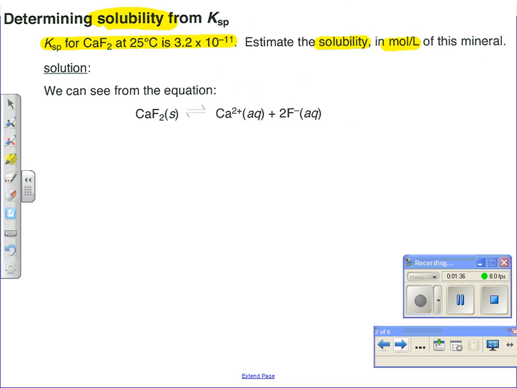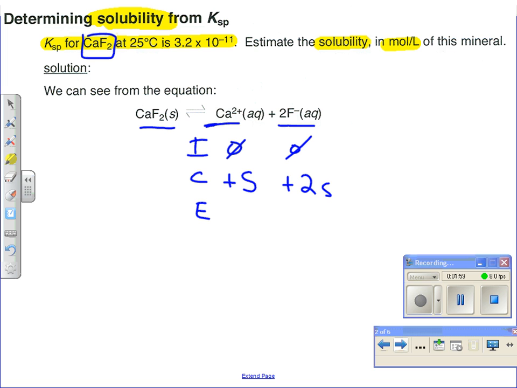First and foremost, I take CaF2 as a solid. It's going to break into Ca2 plus and 2F minus. The subscripts become coefficients. Then I'm going to do a little mini ICE table, step 2. So this is going to be 0 and 0. We have no initial values. This is going to be plus S, because the coefficient there is 1. This is going to be plus 2S. Then I drop it down, and I get S and 2S on my E line. Those are my E line values.